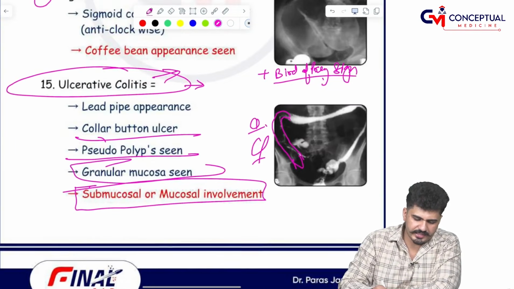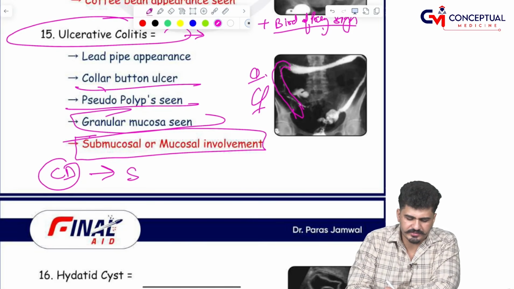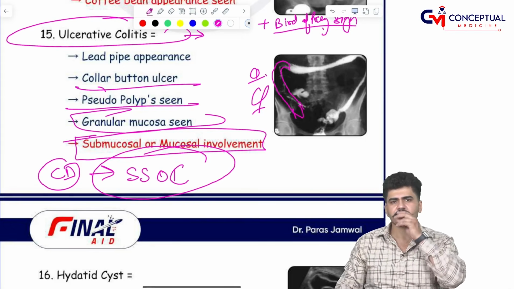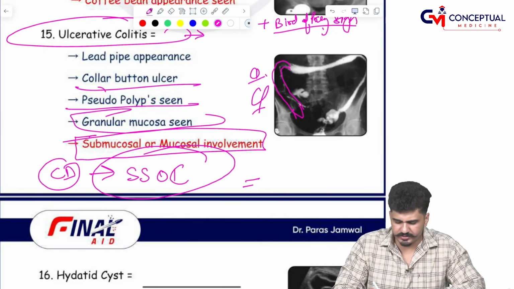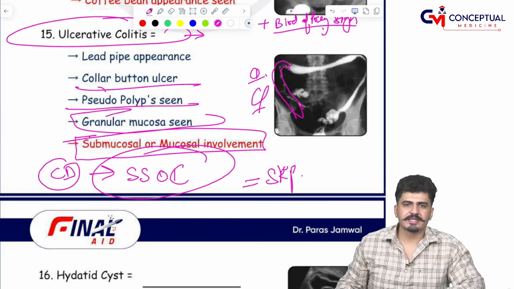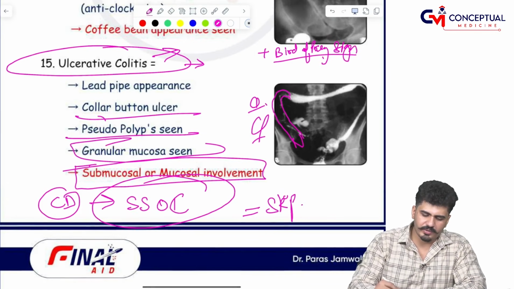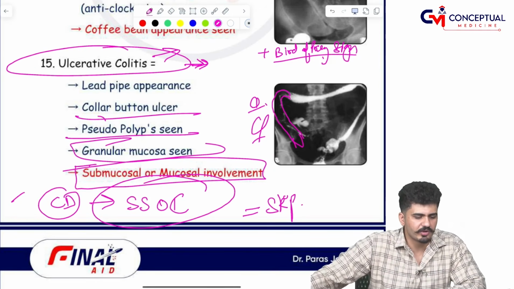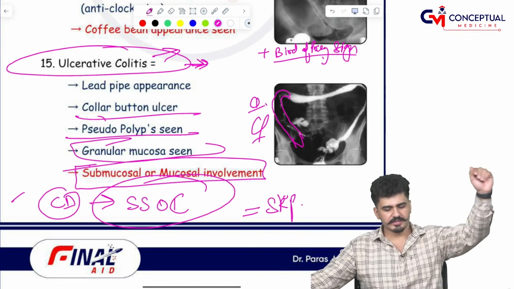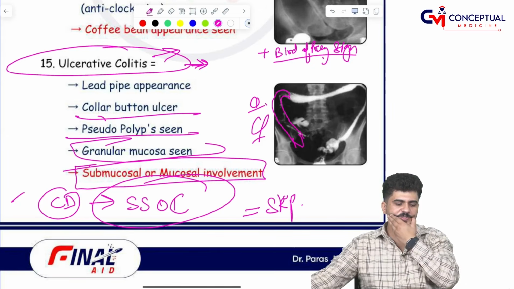Now coming to the next, in Crohn's disease, what you are going to see? In Crohn's disease, you are going to see the string sign of Kantor. Also in Crohn's disease, you will see the skip lesion. Can you tell me from pathology which ANCA you are going to see in ulcerative colitis and which ANCA you are going to see in Crohn's disease? Can you tell me?